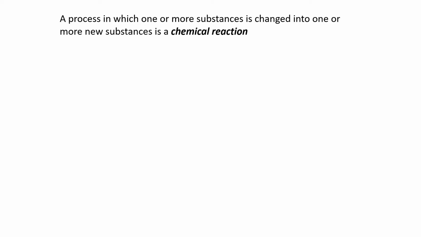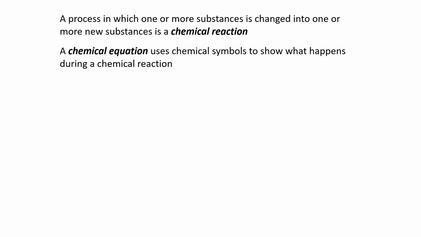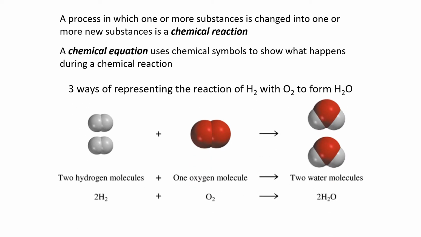We're going to talk about the way we represent a chemical reaction. And of course, a chemical reaction is a process in which one or more substances is changed or converted to one or more new substances. The equation is the recipe. So in the equation, we use the chemical symbols to show what's happening during that process.